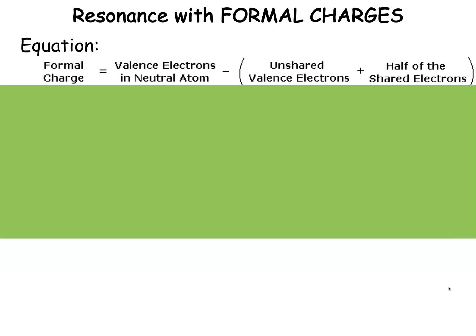So, simple equation, your formal charge on every individual atom within a structure is just the number of valence electrons in the neutral atom minus unshared or lone electrons on that atom plus half the number of shared electrons. Simple equation. We'll go through a couple examples to check that out.